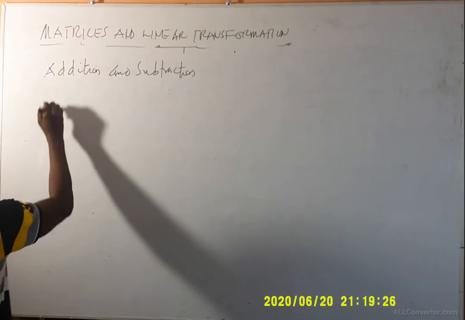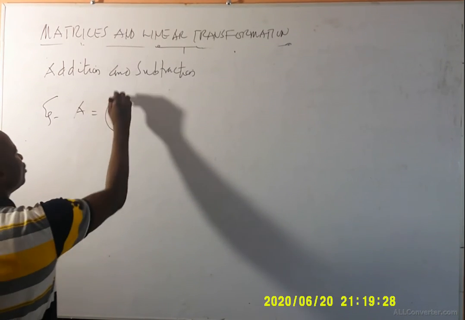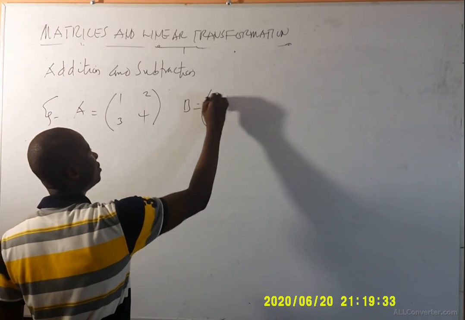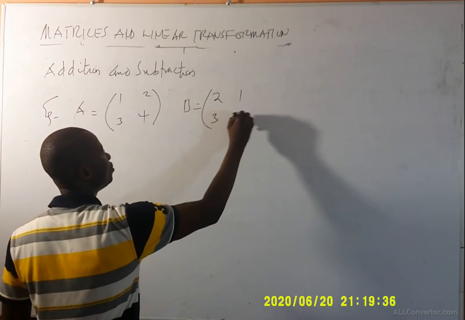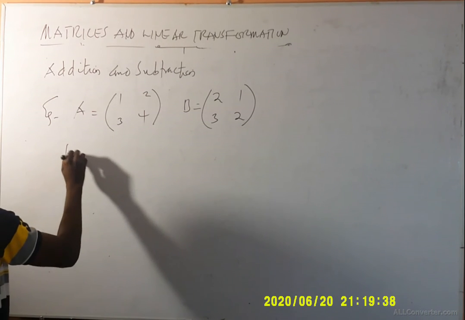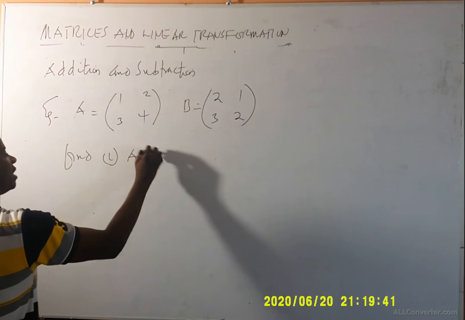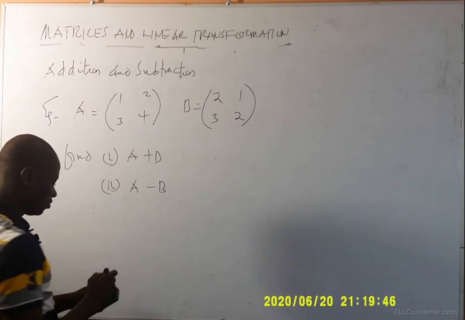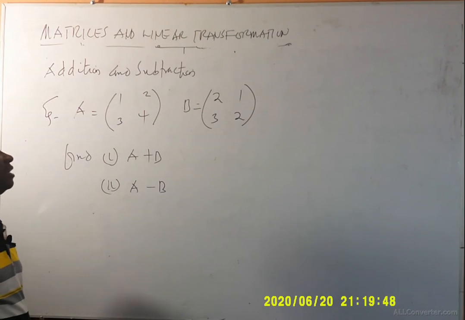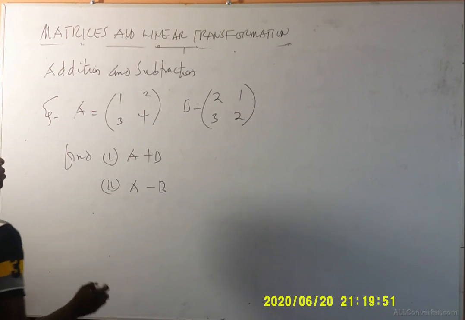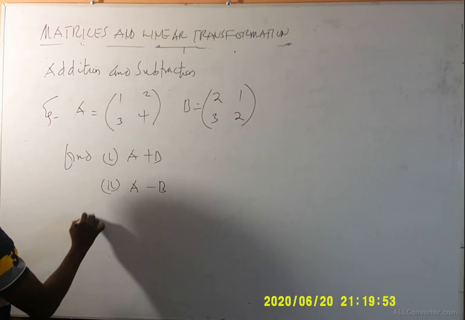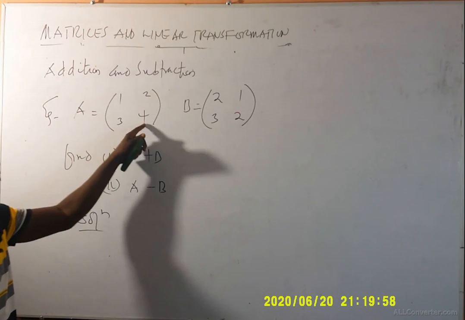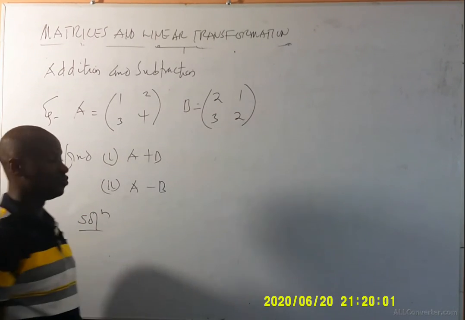Now, let's assume that we are given matrix A to be 1, 2, 3, 4, and we are given matrix B to be 2, 1, 3, 2, and you are asked to find (i) A plus B, (ii) A minus B. So you are asked to add the matrices together and also subtract the matrices. So we'll look at the solution. Don't forget that we are given the matrix A to be 1, 2, 3, 4, and the matrix B to be 2, 1, 3, 2.